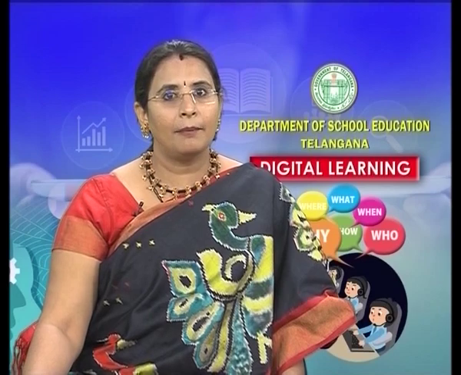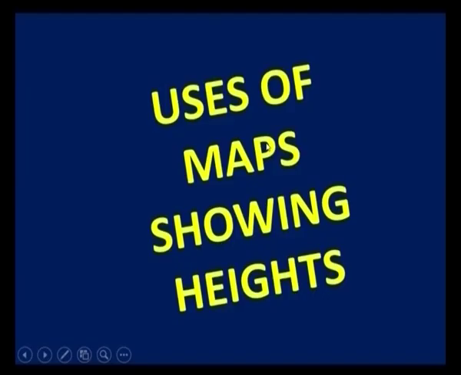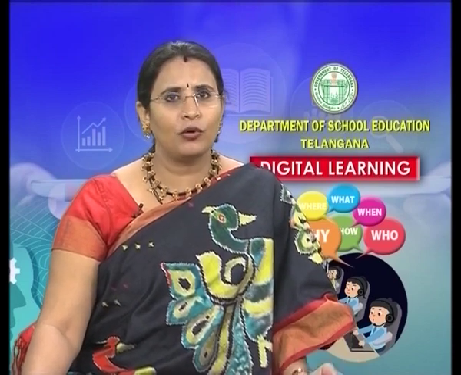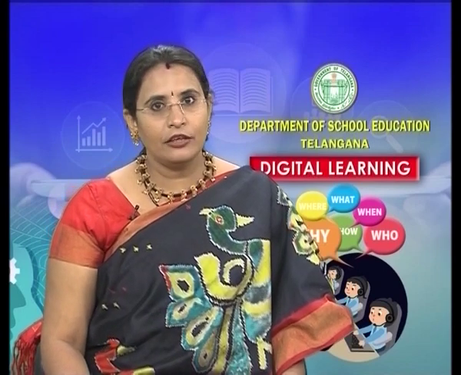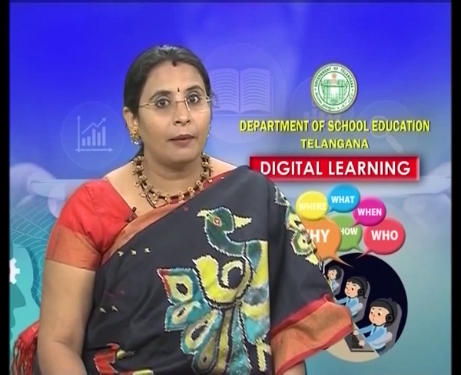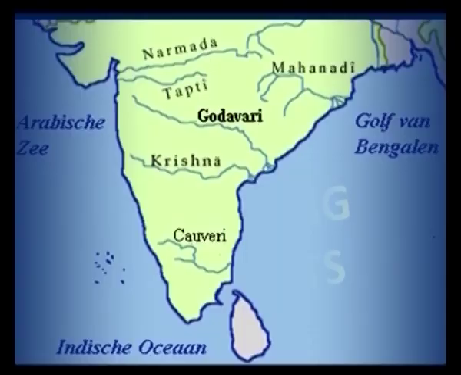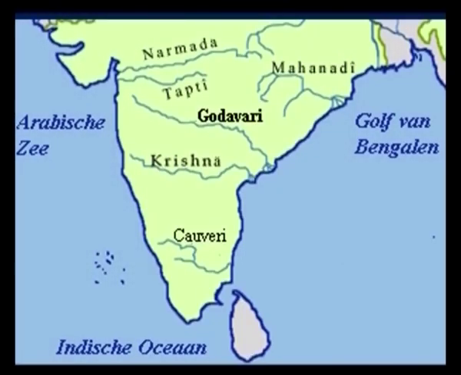Now let us learn about the uses of maps showing heights. You may be wondering, why do we have to learn about these maps showing heights? So now I will tell you why. The first use of a map showing heights is to know about the terrain of a landform. That is, where is a valley, where is a plateau, from which direction the river is starting and in which direction it is flowing.